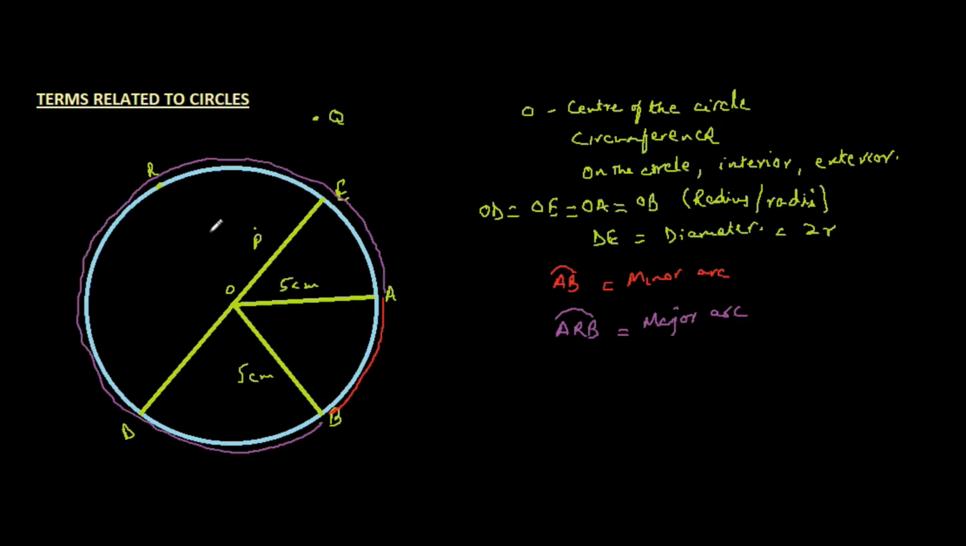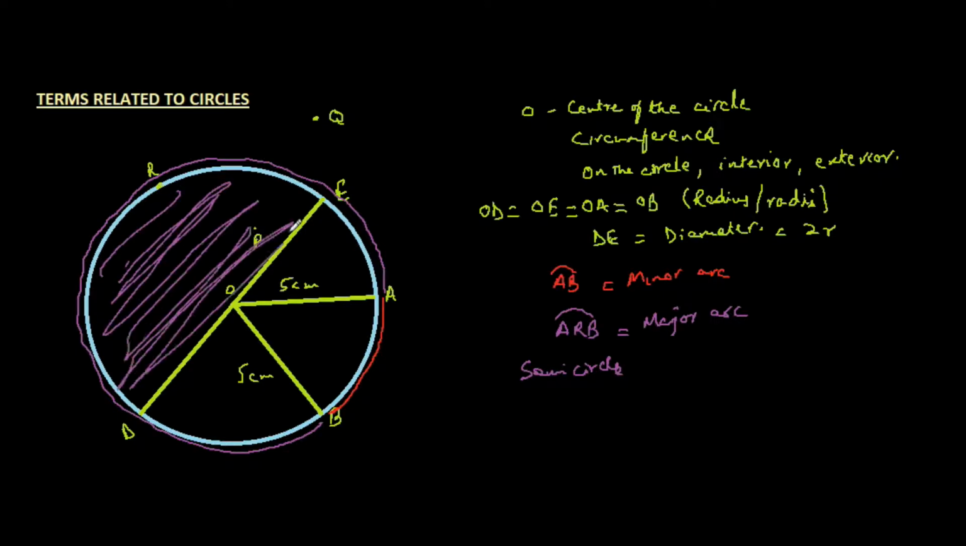Now, as you see, a circle is divided into two parts by its diameter. So any diameter that you have in the circle will divide a circle into two parts. Each part into which the circle has been divided by a diameter is called a semicircle. So all this portion that you see here, this is a semicircle.